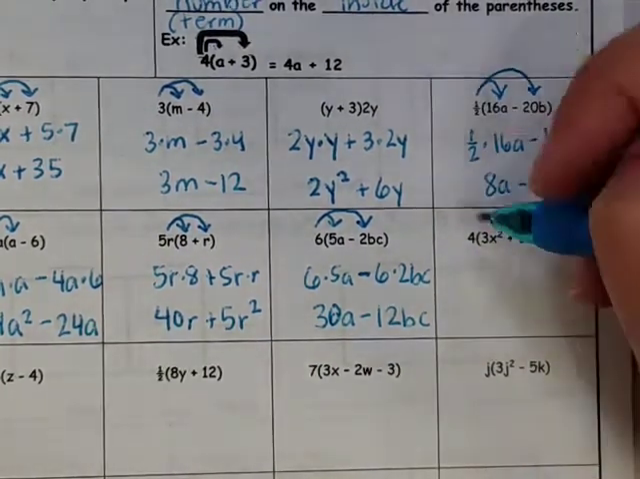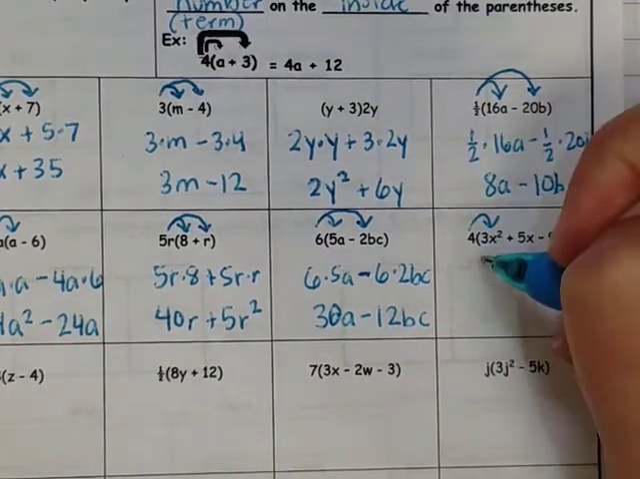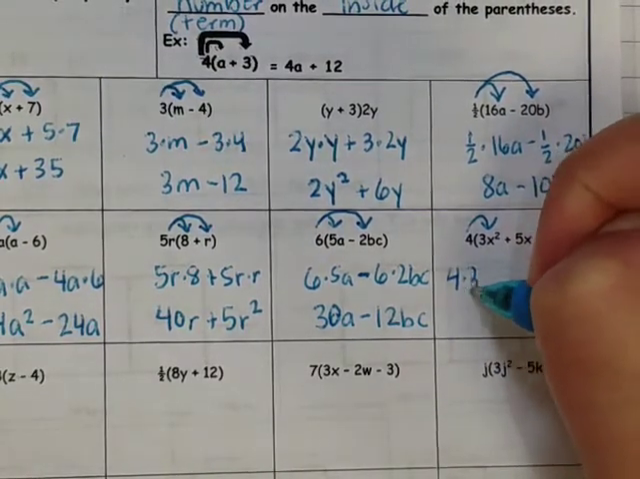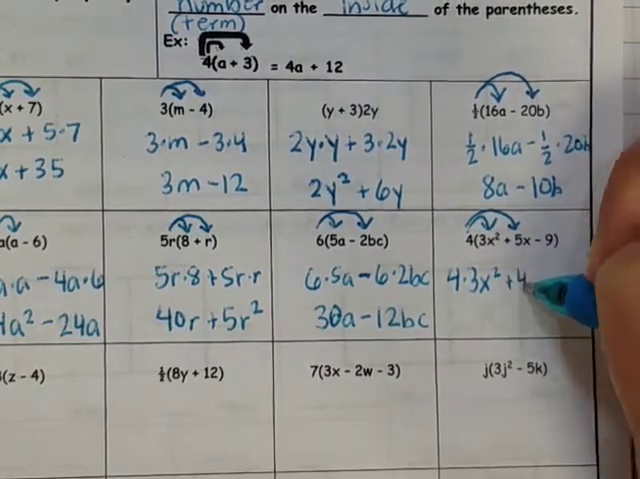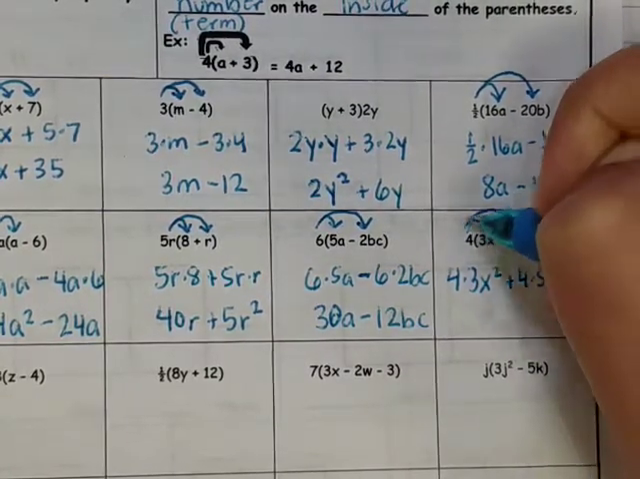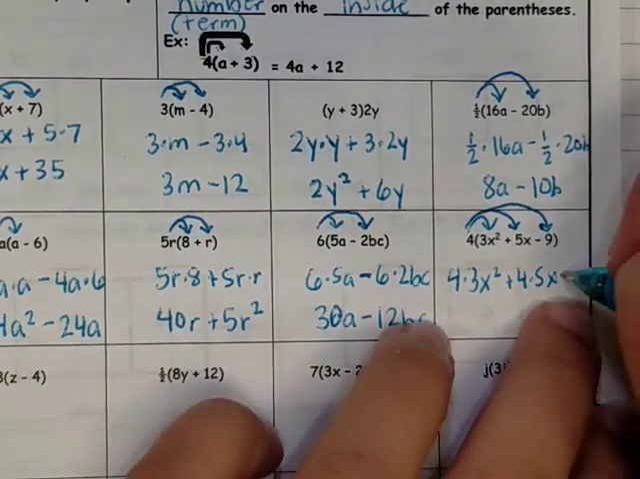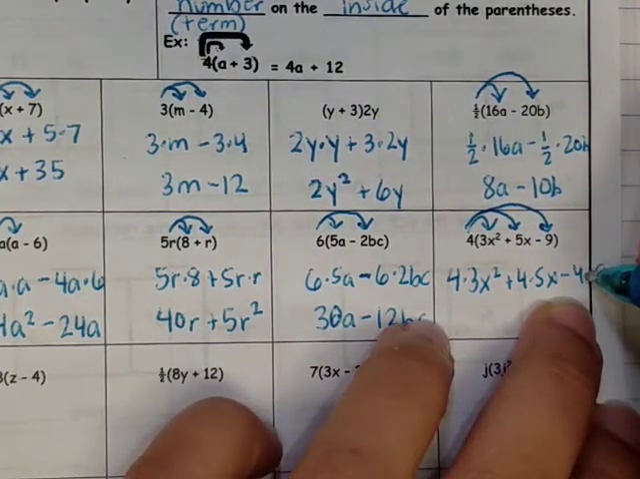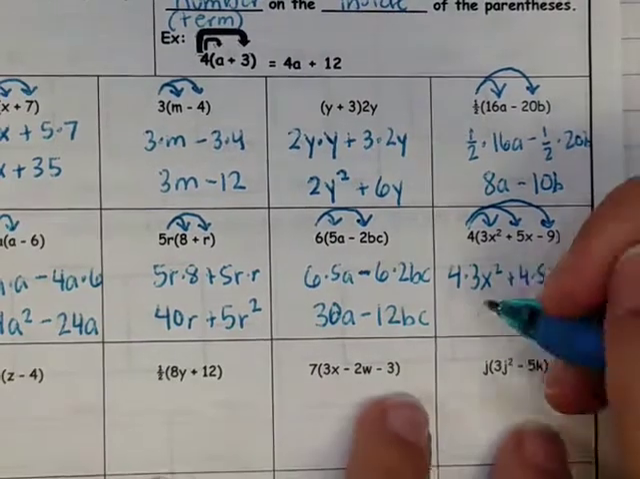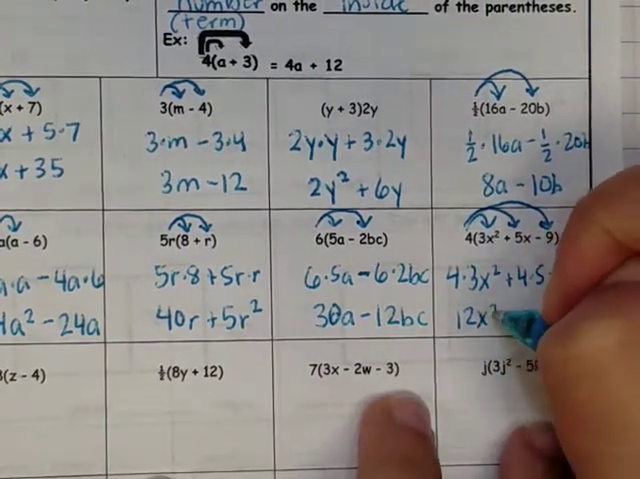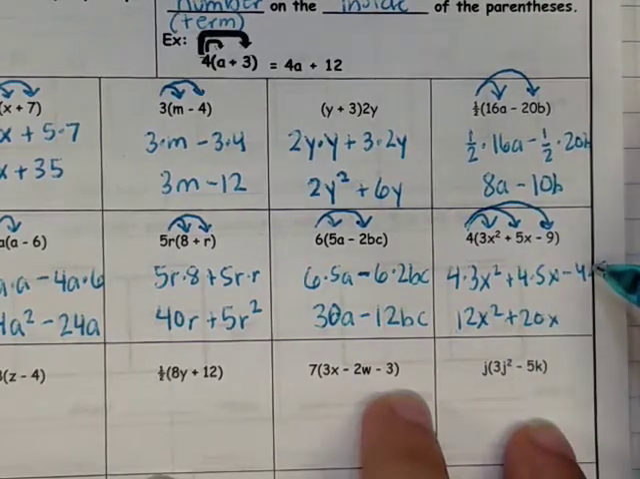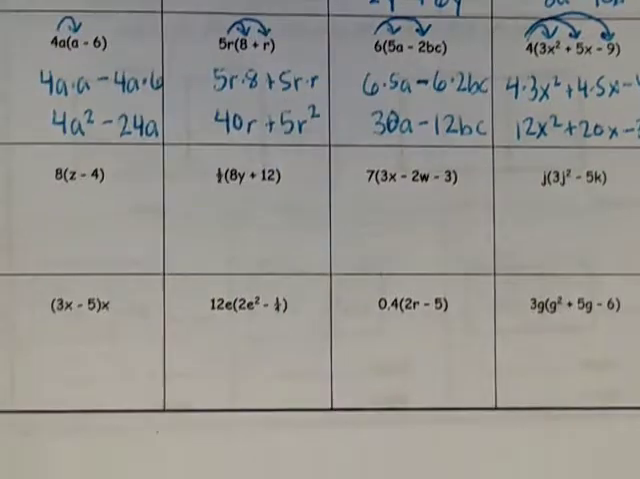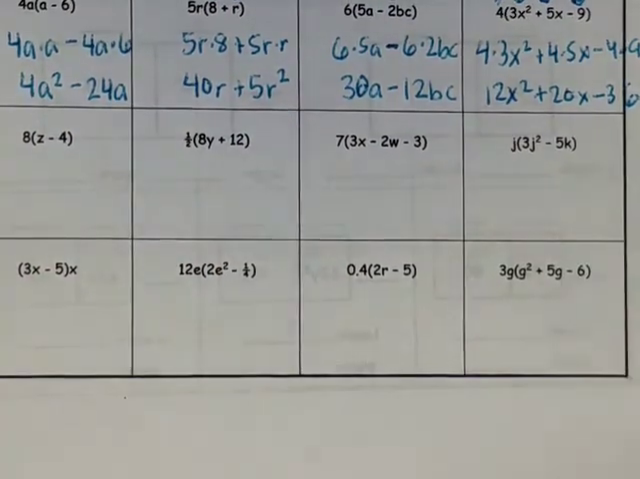All right, last one together. 4 times 3x squared, 4 times 5x, and 4 times 9. 4 times 3x squared is 12x squared. 4 times 5x is 20x. And 4 times 9 is 36. All right, go ahead and complete these last 8 on your own, and I will put the answers at the end of the video.